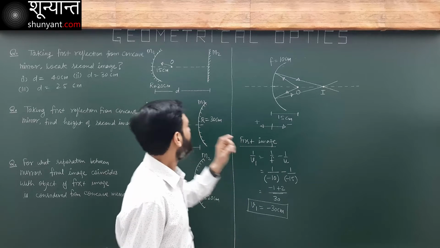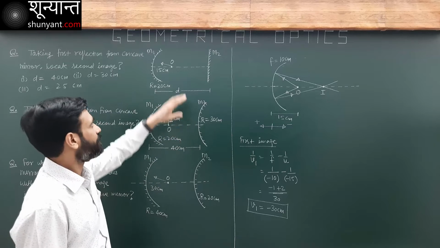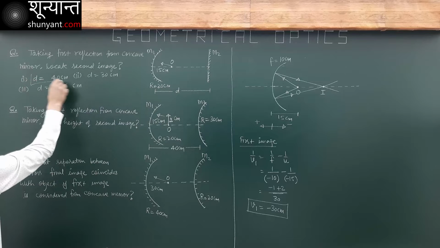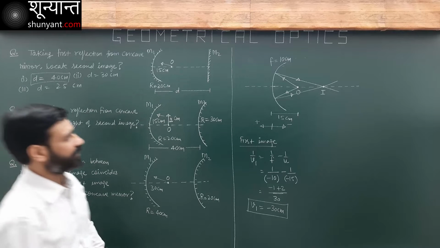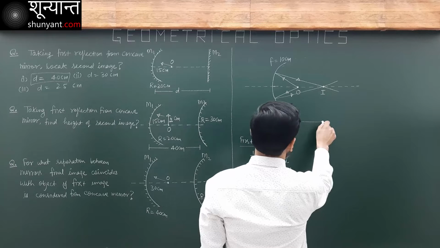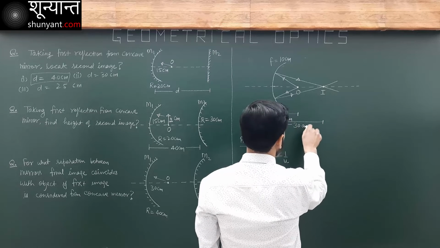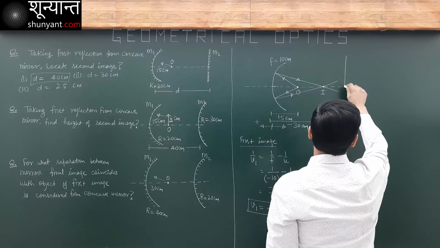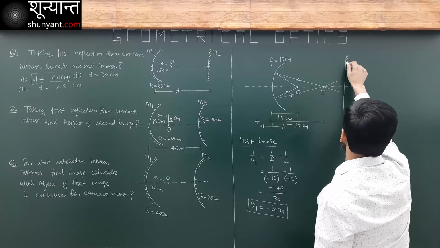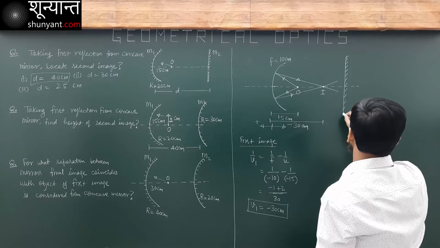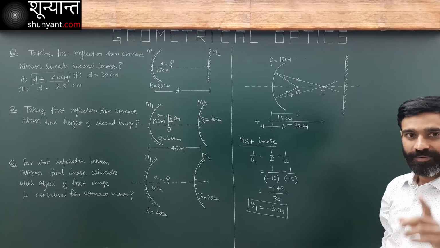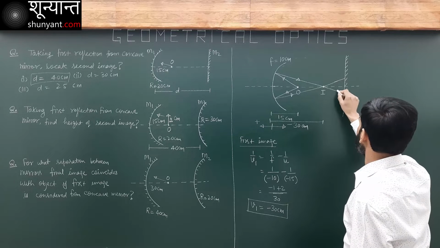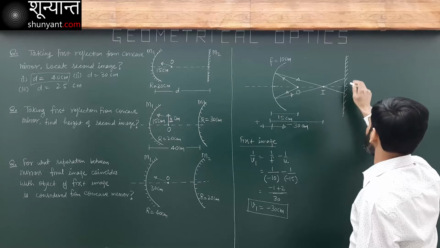But if I have any other mirror, for example in this case, I have one mirror at a distance of 40 centimeter. The distance from here to here is 30 centimeter. My mirror is kept here. This is my mirror. Now the light rays will continue. The light rays never stop. They continue moving, and then they are going to hit the mirror.